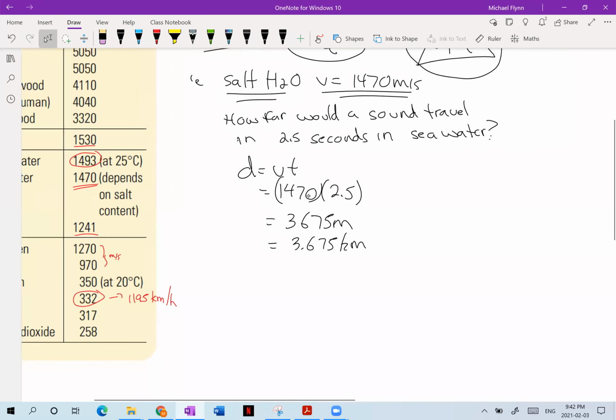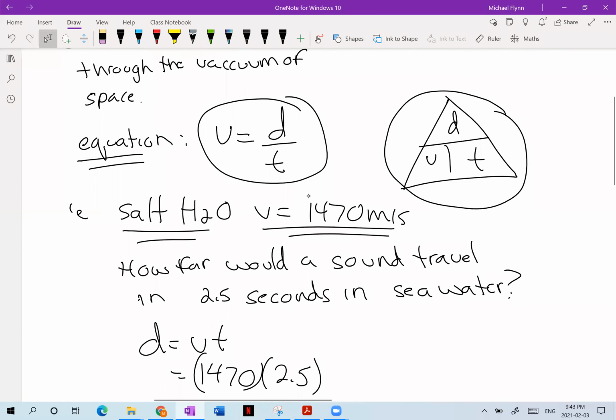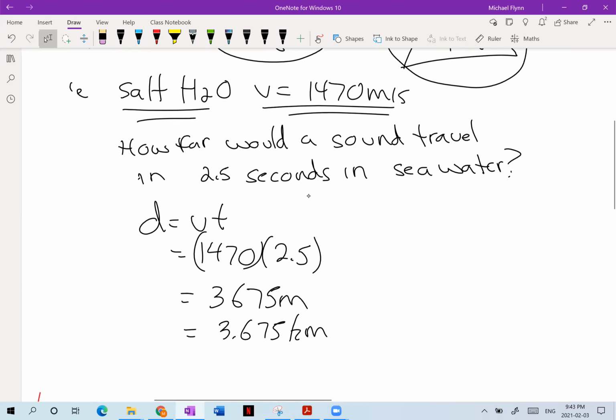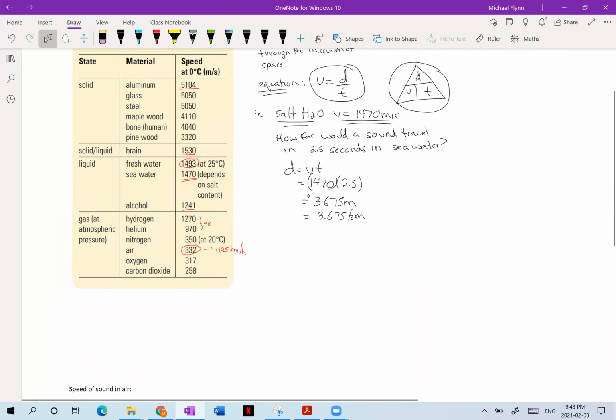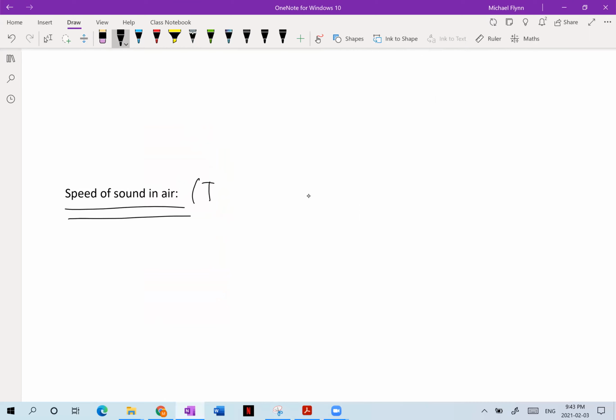And that's it for the speed of sound in various media. Don't forget, you can always use this formula in the homework questions for calculating speed, distance, or time based on the movements of waves in various media. Now, what about in air? Let's focus on air for a second. It varies with temperature.